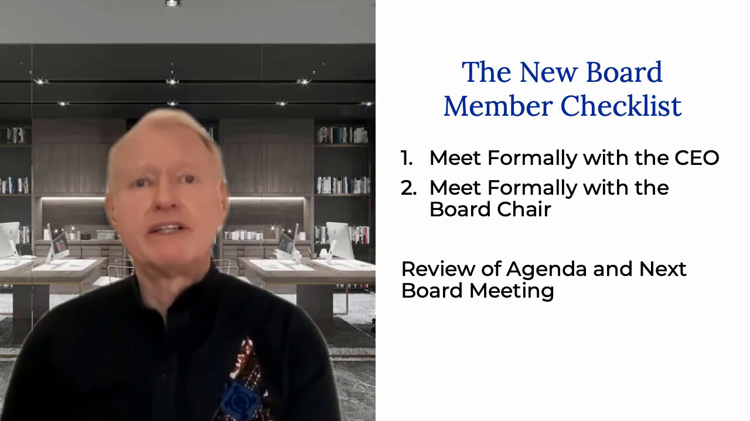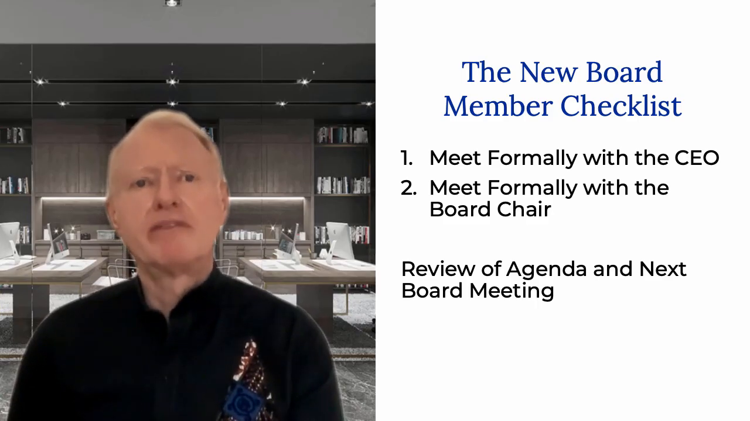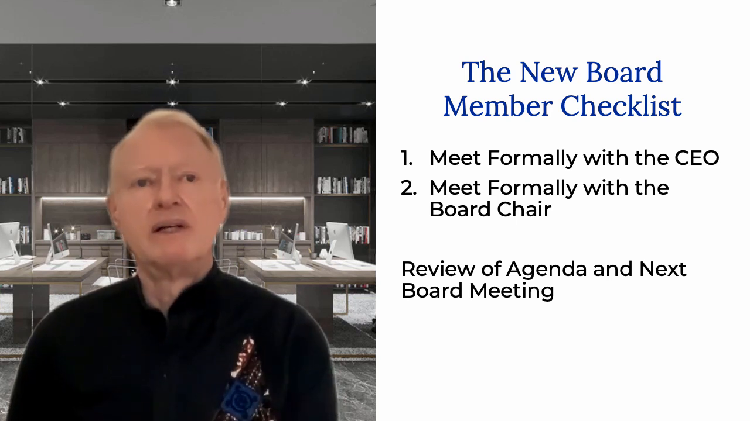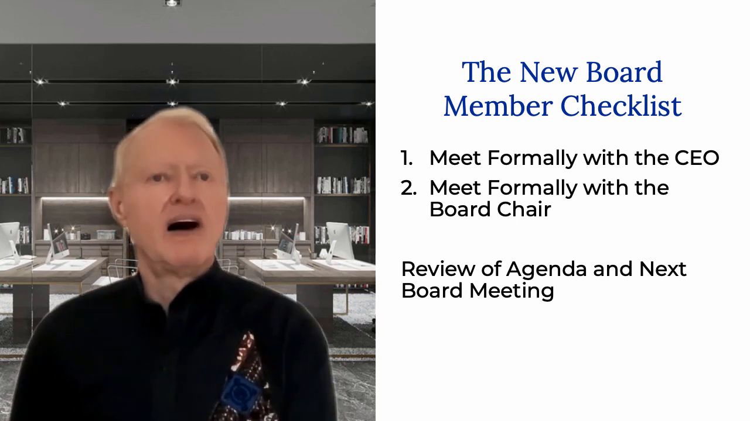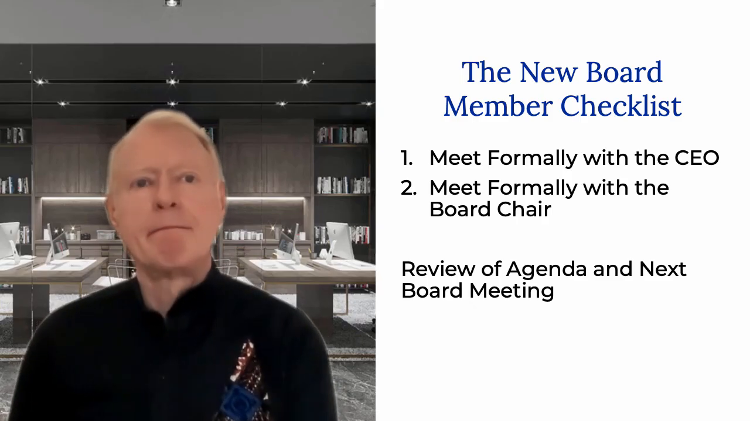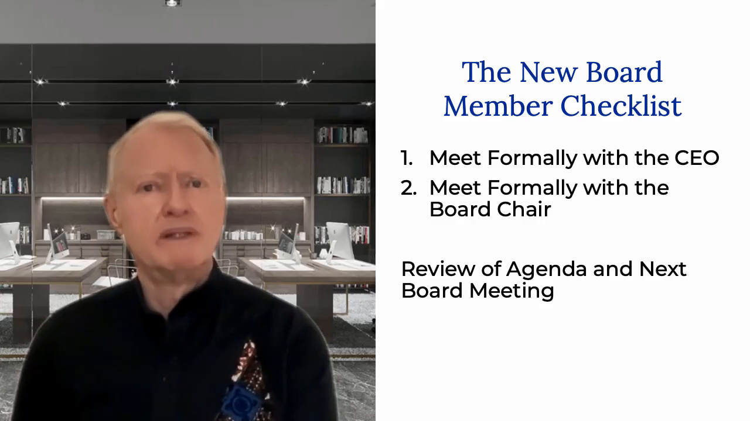Here are a few areas you might ask the chair about. What are the criteria for performance evaluation for the CEO? When is it done? How is it done? Who does it? Are all of these criteria written down, or do they change over time? What are the committees? You might want to state your interest in particular committees. How is policy reviewed? By whom? When?